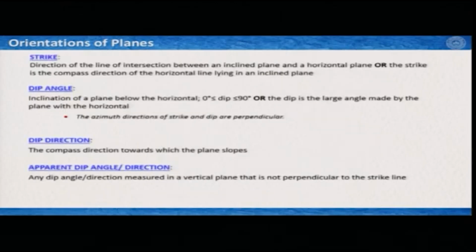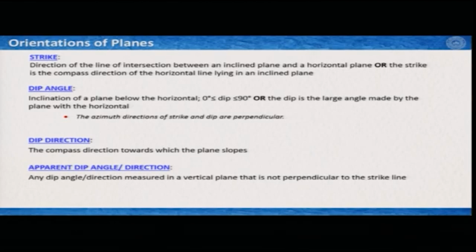So, I read what is strike. Strike is the direction of the line of intersection between an inclined plane and a horizontal plane. You can also define it as the compass direction of the horizontal line lying in an inclined plane. If you have the concepts clear from the previous slide, you can understand what these two statements mean.